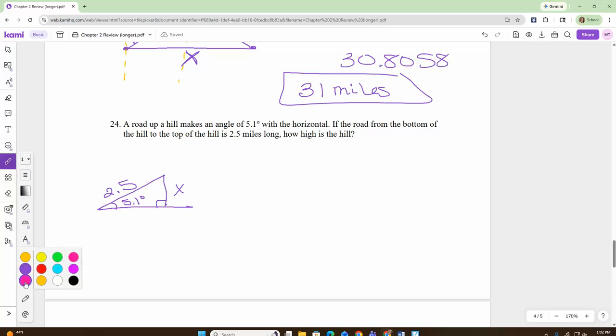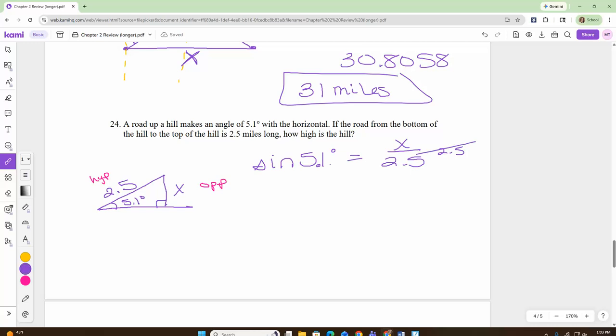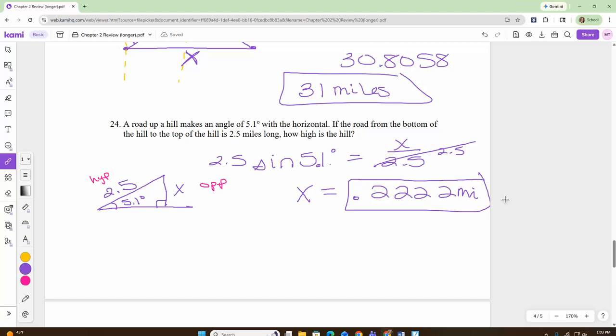So from there, this would have to be our hypotenuse, which means this is the opposite. Opposite and hypotenuse is sine. So the sine of 5.1 degrees equals x over 2.5. Multiply the 2.5. And we get 0.2222. How many significant digits? Or I guess I didn't say, so we can keep all of them. I didn't say you had to use significant digits. If you did, 0.22 would be fine.